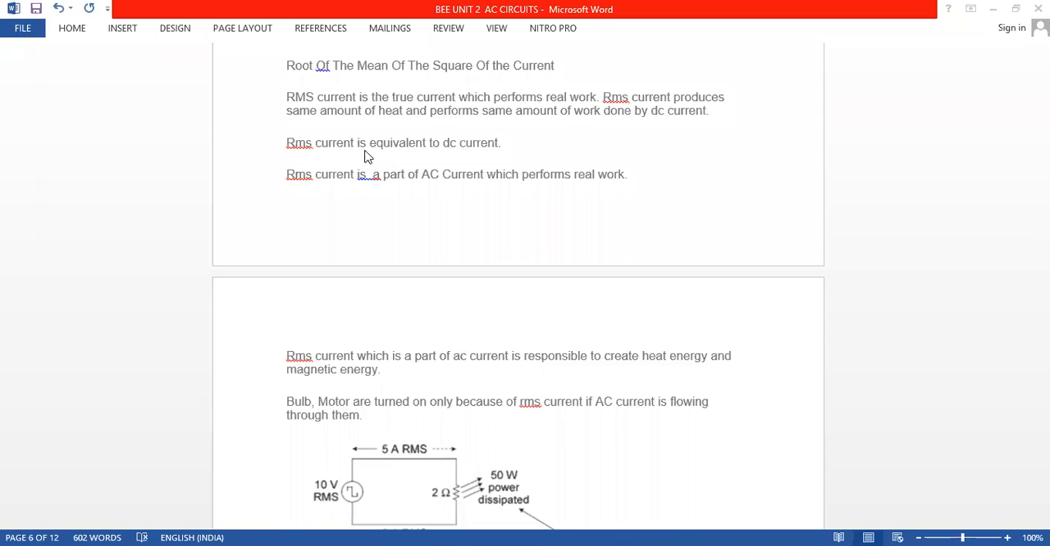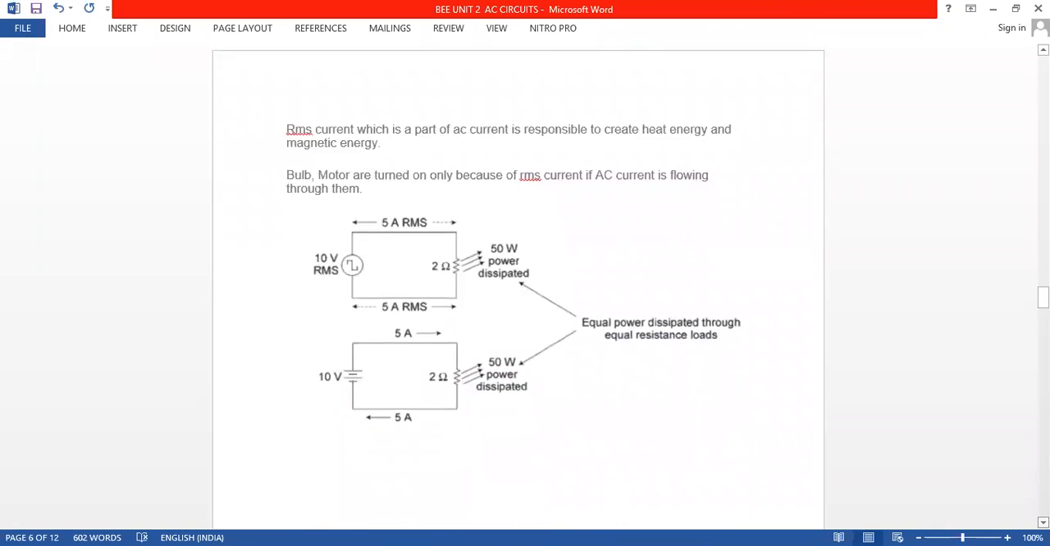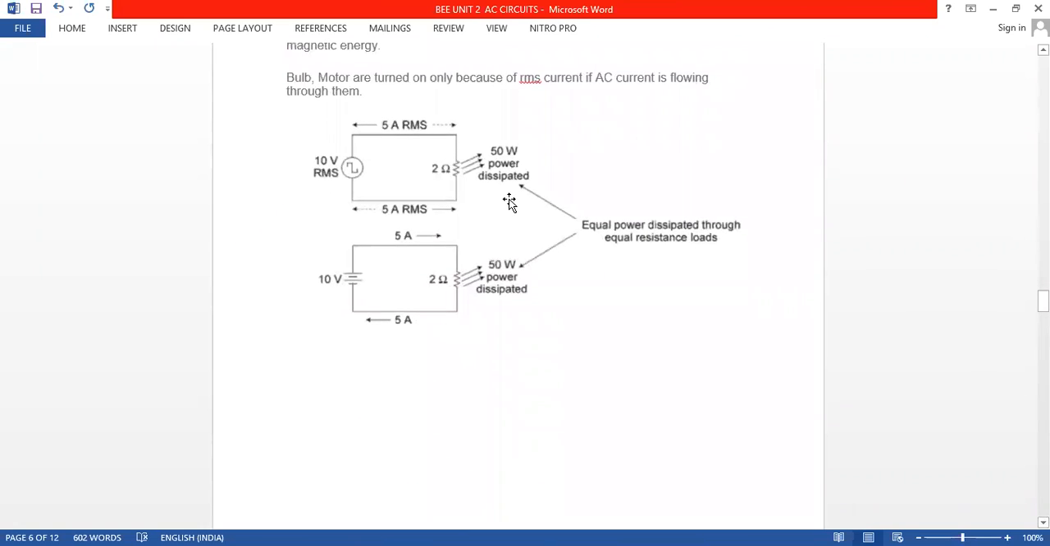So RMS current is equivalent to DC current because whatever job is done by the DC current will be done by RMS current. RMS current is a true current or real current which performs real work. It produces the same amount of heat which is produced by the DC current. Now we'll explain everything with one simple diagram. In your examination also, you must draw this diagram.